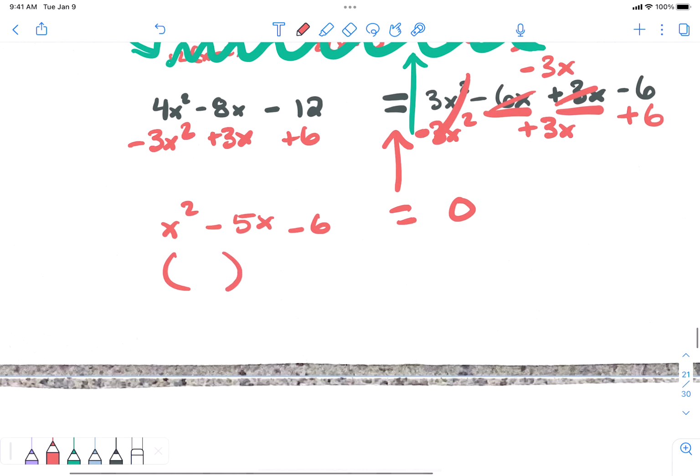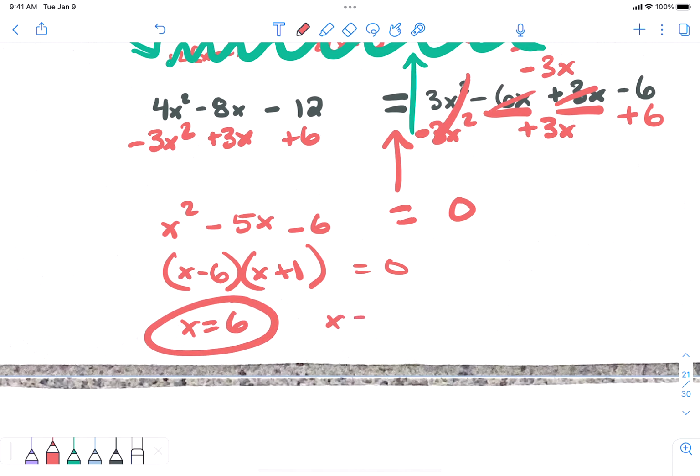Negative 6 and positive 1. We did 2 and 3 for a while, and we didn't catch ourselves until almost the very end. So x minus 6, x plus 1. There we go. Equals 0. So x equals positive 6 and x equals negative 1.